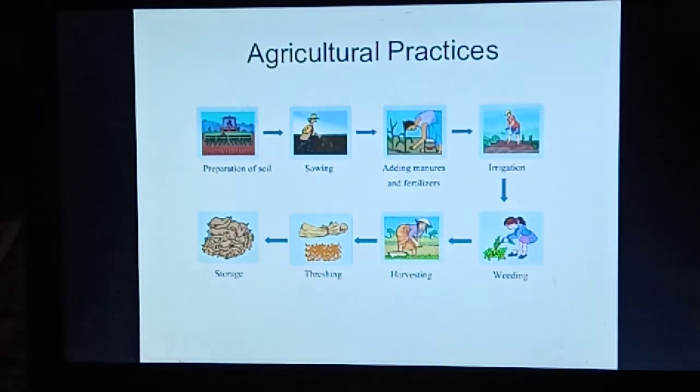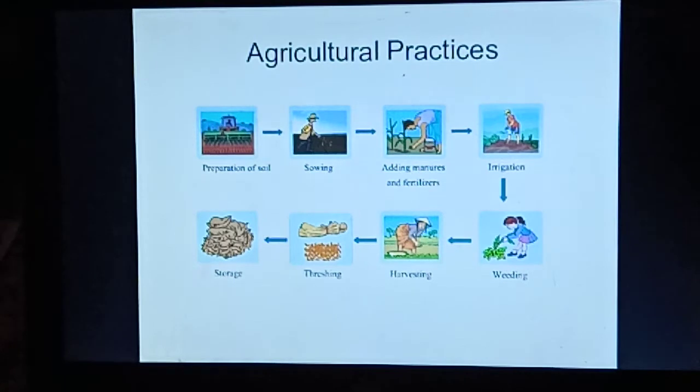First of all, we have to do the preparation of soil. After that we have to do the sowing, and then we have to add some manure and fertilizers. Then we have to give them water, which is also known as irrigation. Then we have to take out the weeds. The weeds are the unwanted plants that we don't want, so we have to take them out. Then we have to do harvesting. Harvesting means the cutting down of crops when they are fully grown, and then we have to clean them.